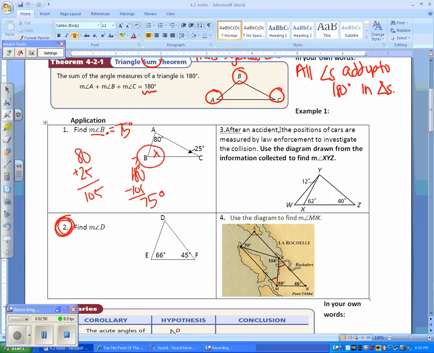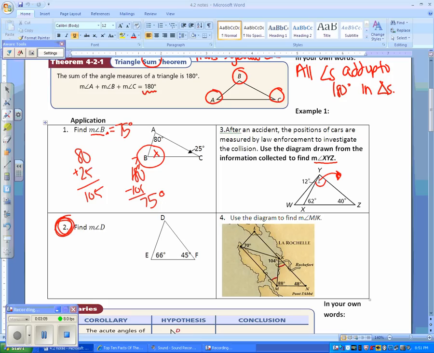So for example, after an accident, the positions of cars are measured by law enforcement to investigate the collision, like where they collided and how fast they were going and all that stuff. So it says use the diagram drawn from the information collected to find the measure of angle XYZ. XYZ is this angle right here.